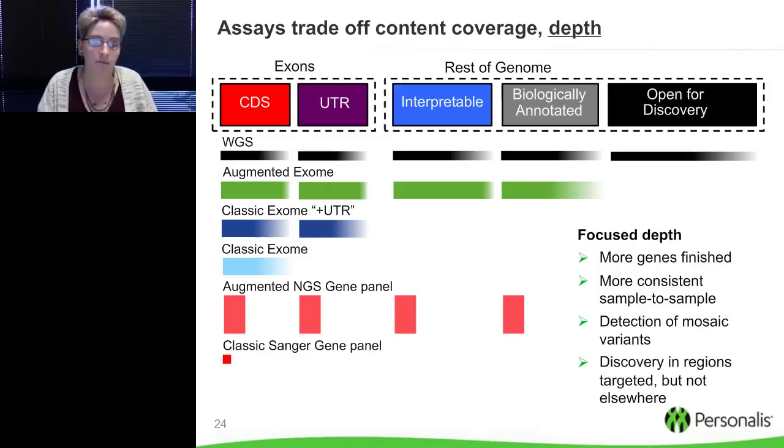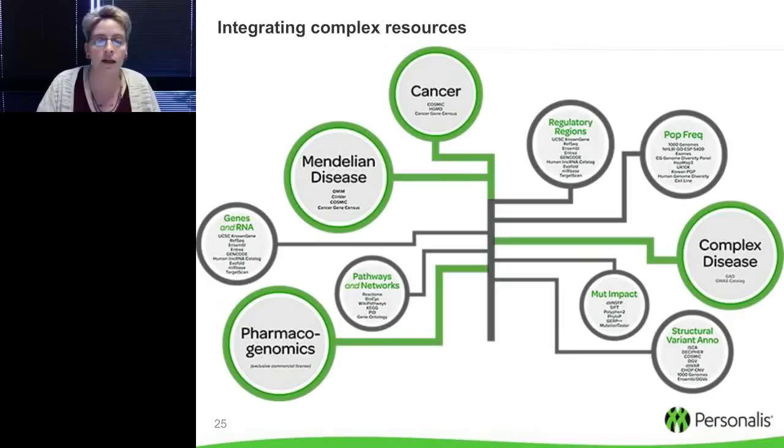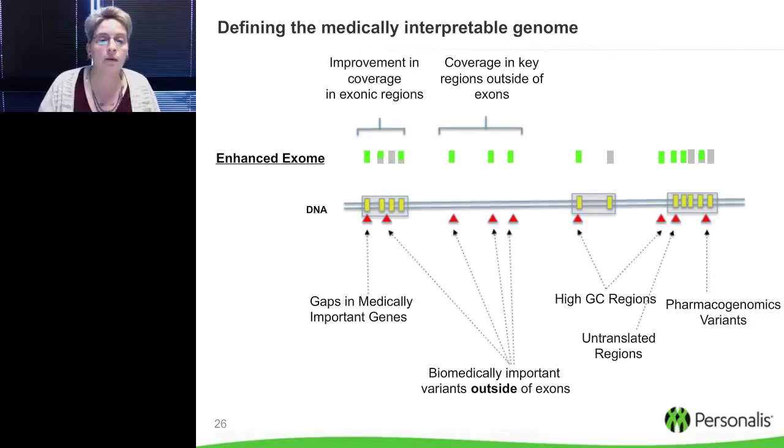Our approach has been focused on trying to identify what we would consider the medically important part of the genome. We do this with a complex integration system drawing on a lot of different resources to identify variants and genes that might be important in Mendelian disease, cancer, or pharmacogenomics, to make sure that we can assay these with high fidelity. We then take what might be considered a standard exome and augment it to make sure that we can cover these medically important regions, as demonstrated by the additional green probes that we add to cover regions both in medically important genes as well as regions outside of those genes.